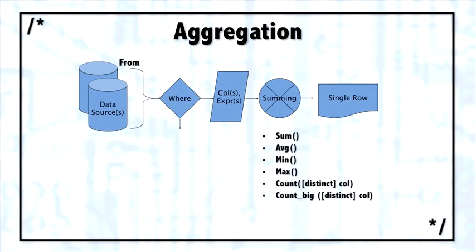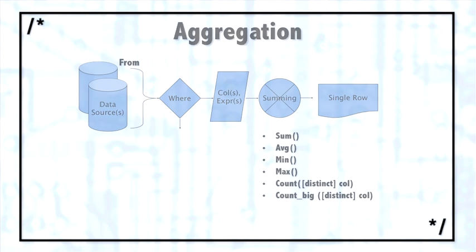Looking at the logical flow of the query, the summing function here was placed after the columns and expressions, so we had a full complete data set. The where clause, if there was one, would have restricted the rows. We calculate any columns or expressions we want, and then those are summed, and it produces a single row result. And that's how the aggregation works in the logical flow.